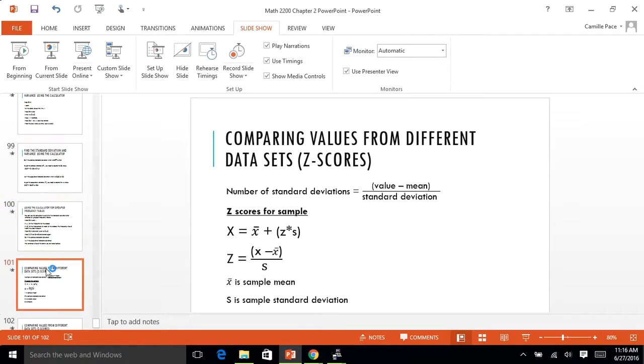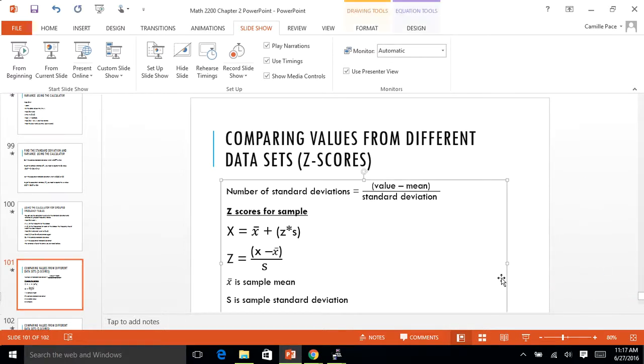Okay, so now, comparing values from different data sets, we use something called the z-score, and that's a value minus the mean over the standard deviation. And we can write this a couple of different ways. Let's look at data sets for samples.